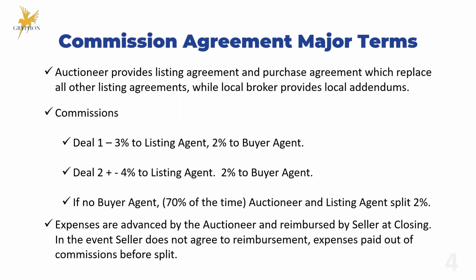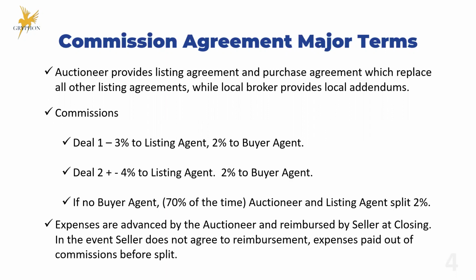And then you provide the local addendums to the group. It's going to be disclosures, whatever is required in your state or municipality. As far as commissions go, on deal one, it's 3% to the listing agent and 2% to the buyer agent. Deal two is 4% to the listing agent, 2% to the buyer agent. And if there's no buyer agent involved, the listing agent and the auction company will split that 2%. Okay, so we'll split the 2%.